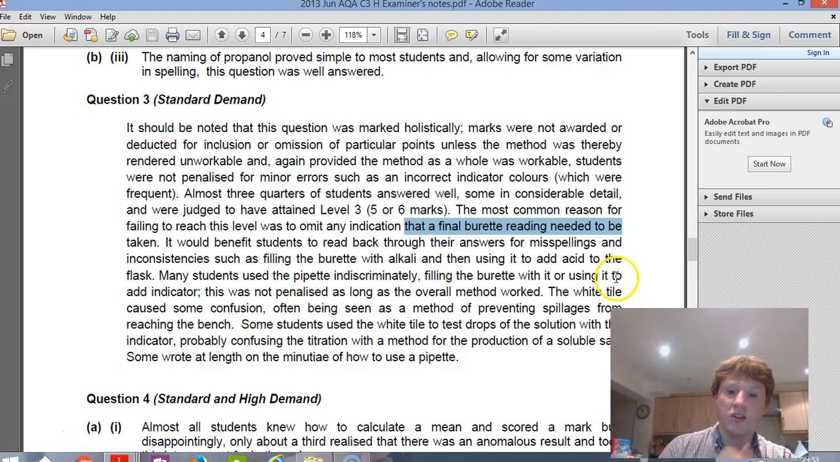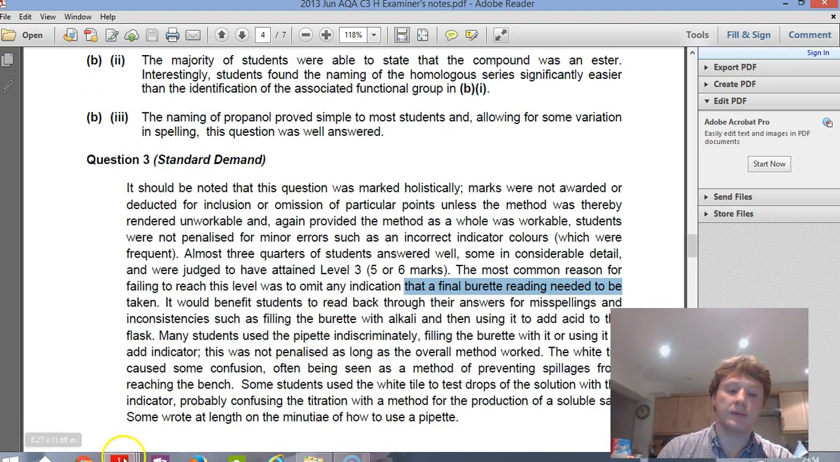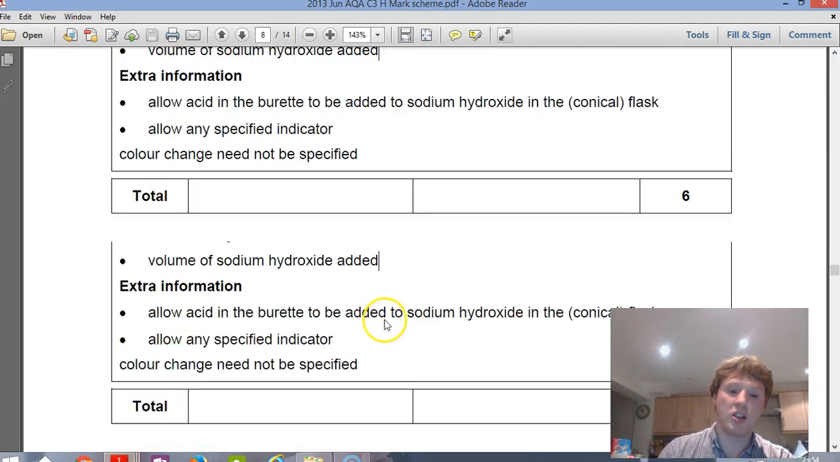The white tile causes confusion. The idea of the white tile is to see the colour change more clearly. Okay, nothing else. There you go. And some writing minutiae about how to use a pipette, which you don't need to do. Right, question 4.